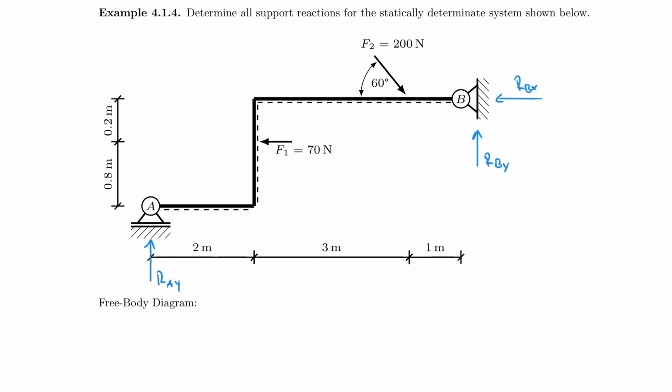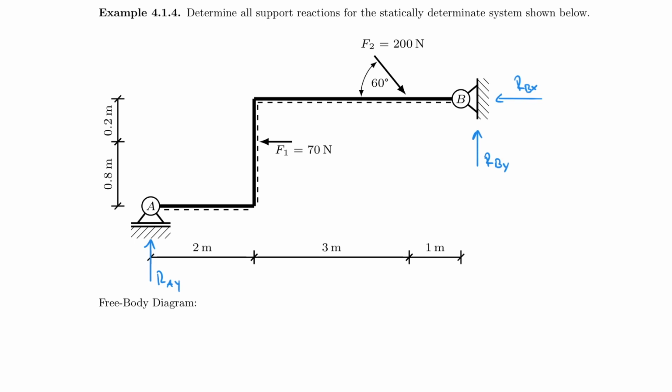Both of them can be solved depending on how you set up your equations and how you set up a system of equations, but there's an easy way and a hard way to solve this problem. And again, understand that the reason RBX has an influence on the moment about A is because you have an elevation difference between A and B, right? And that makes this problem really interesting.